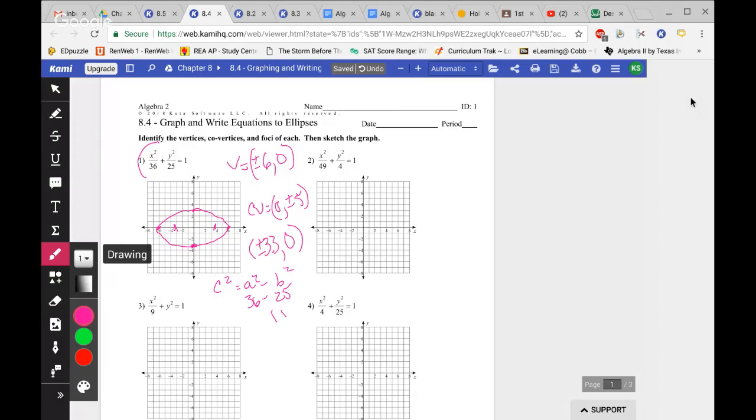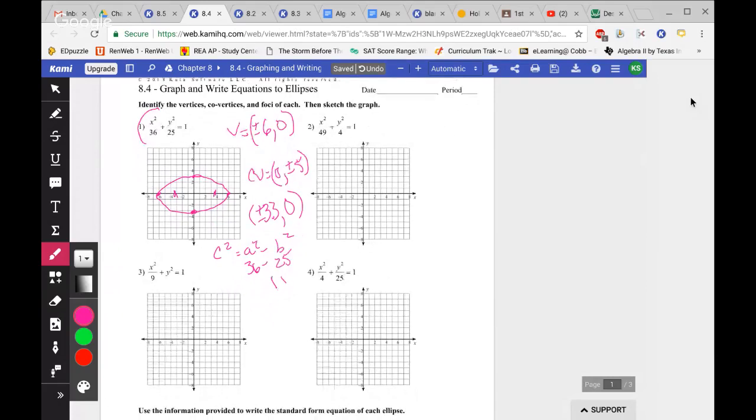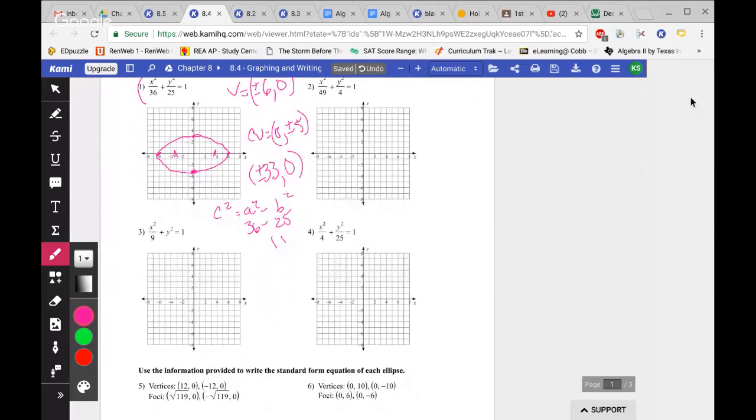Okay. Now I'm going to skip down to number 3 because it's a little weirder. That tells me that 9 is the larger because this would be an understood 1 underneath the y squared. So the square root of 9 is 3. So my vertices are in the x position, so they're plus or minus 3, 0. And my co-vertices are 0 and plus or minus 1 because the square root of 1 is 1.